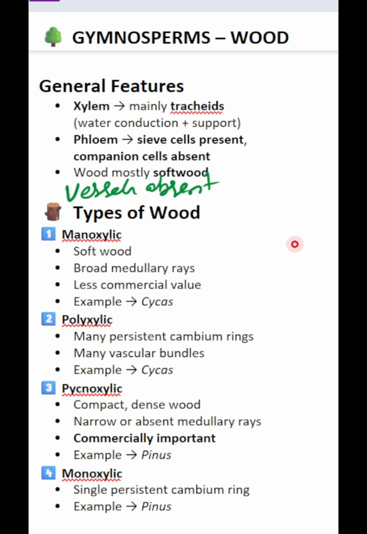When we move on to the types of wood, we find the wood is of two types. It is classified as Manoxylic or Pycnoxylic, and Polyxylic or Monoxylic. Now let's see what Manoxylic is.